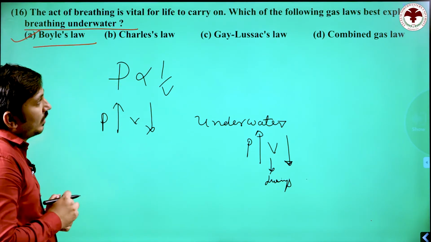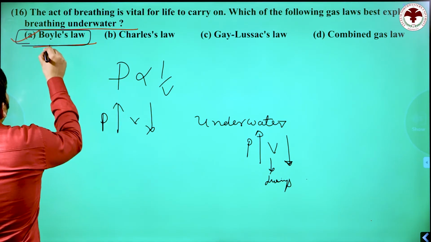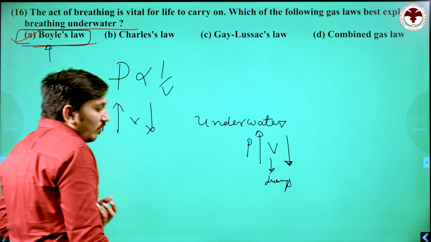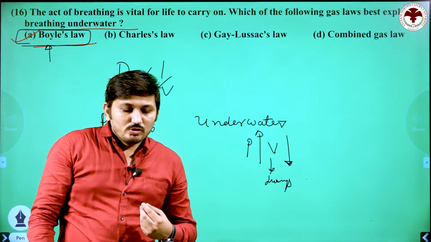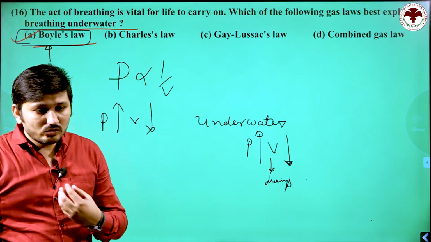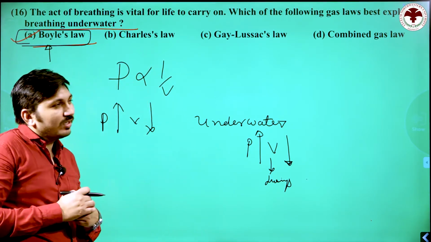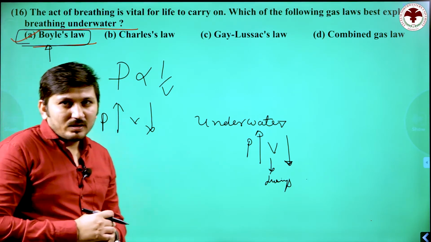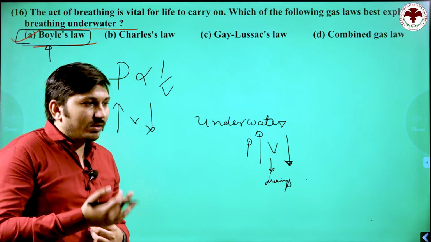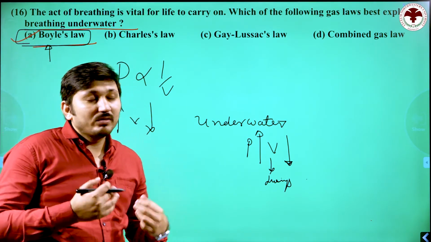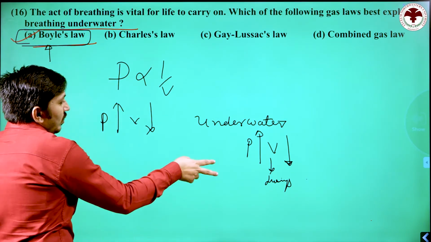So, breathing under the water is directly related to Boyle's law. When we breathe under the water, the pressure of gases around us is very high. So, volume is very low. So, our lungs can shrink and we cannot breathe properly. So, there are some breathing problems. So, we need an external gas bottle carried under the water. So, the correct option is Boyle's law.